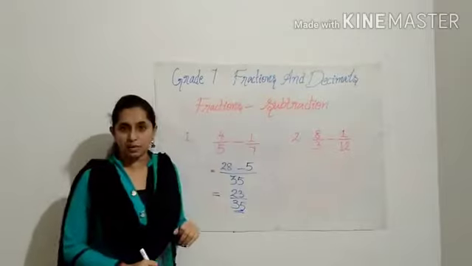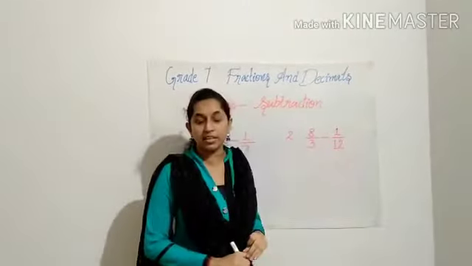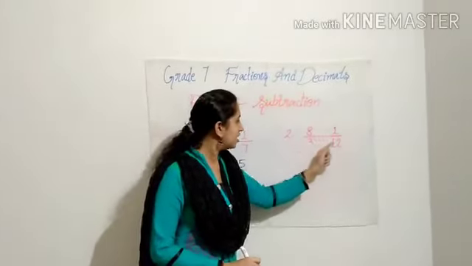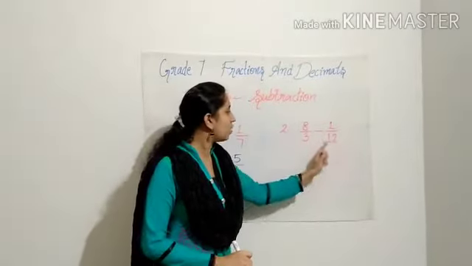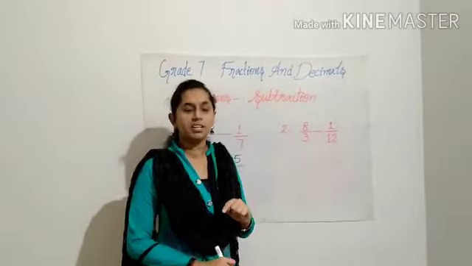Let's move on to the second question also. 8 by 3 minus 1 by 12. Here they are not co-prime to each other. We can see that 12 is a multiple of 3. That means the LCM of 3 and 12 is 12. So our denominator will be 12.